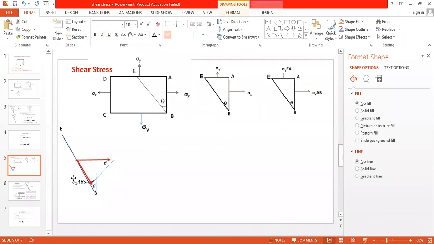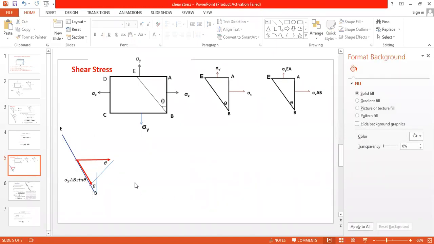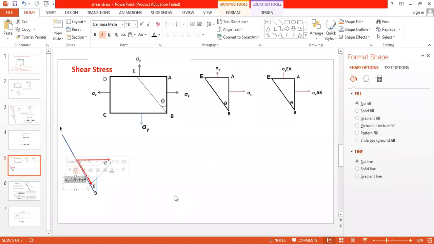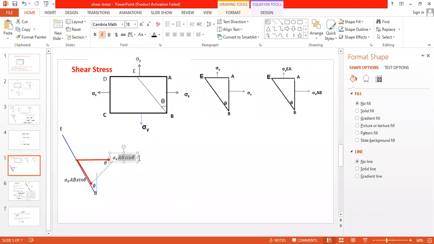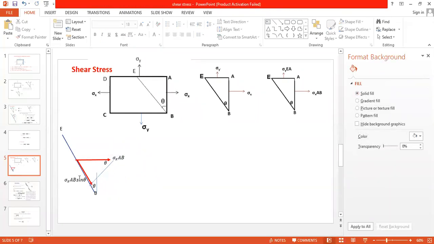Okay, this component is sigma x AB sin theta. This is your sigma x AB, and this one is sigma x AB sin theta. Now the first tangential force is because of sigma x, and it is sigma x AB sin theta.